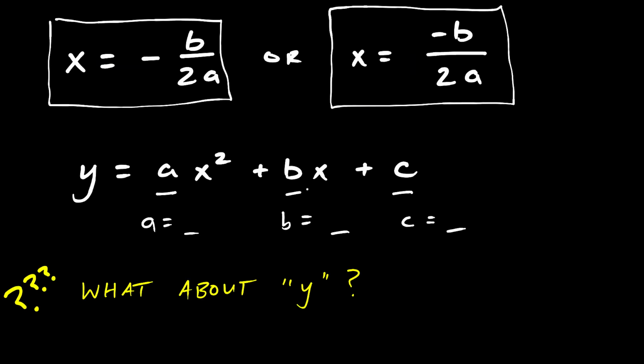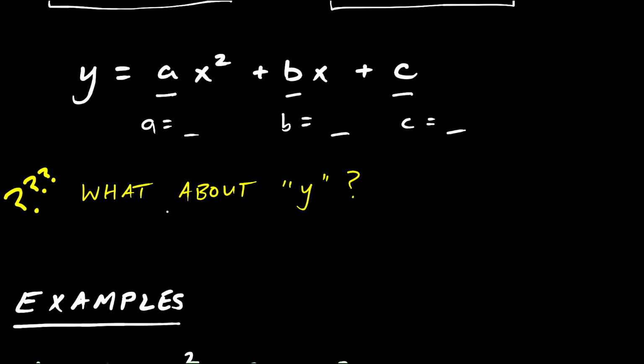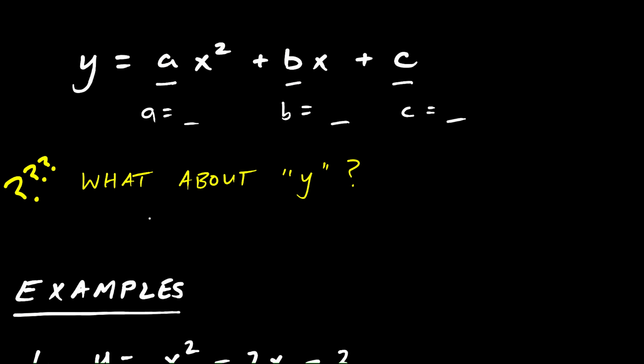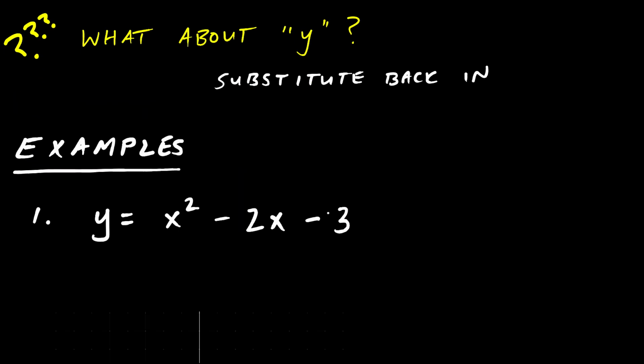That's going to be helpful. Now, in terms of the y value of the line of symmetry, we're just going to substitute in. So if we substitute back in, we'll get the y value. Substitute back in. So best way to do this is let's look at an example.